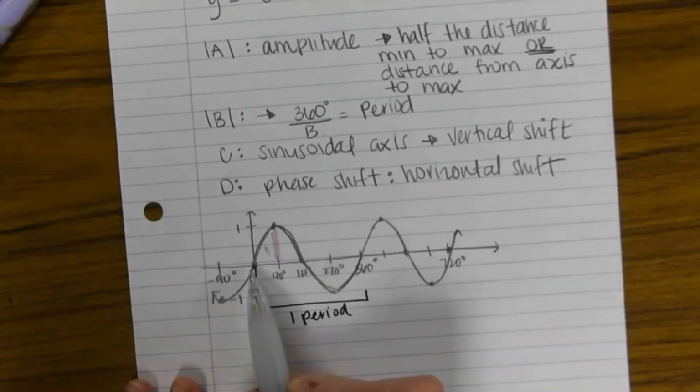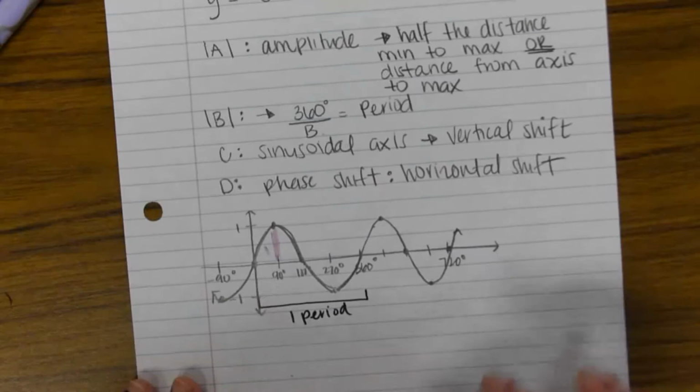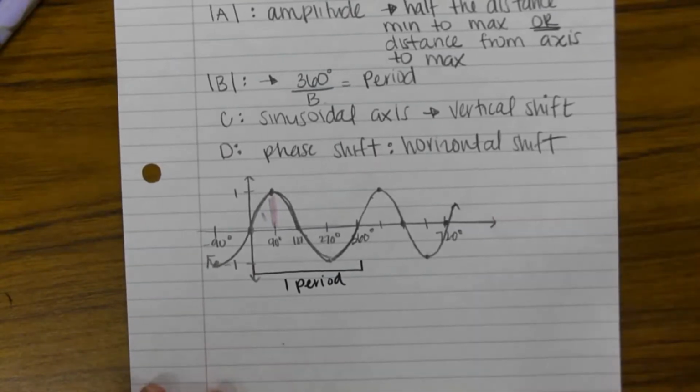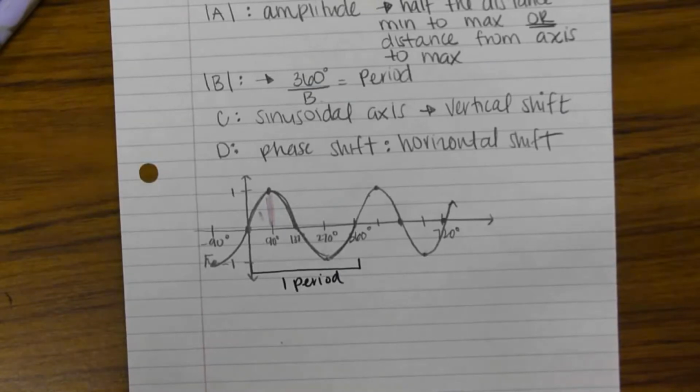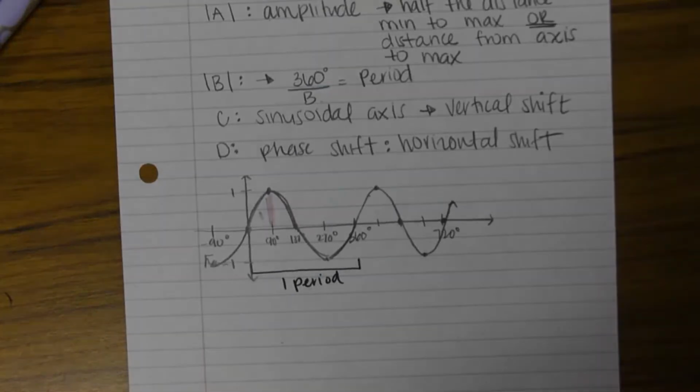And then our phase shift is where we are actually starting. Now, periodic functions can be written as sine, cosine, negative sine or negative cosine. Depending on how you shift it, that's going to allow you to choose that. So that's just the general information, and then we will do a couple of examples.